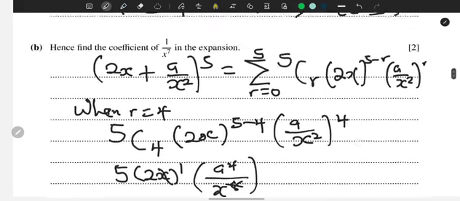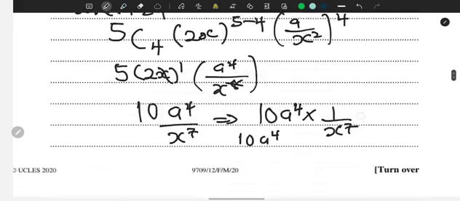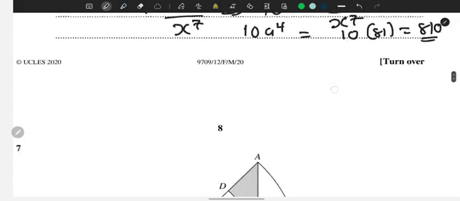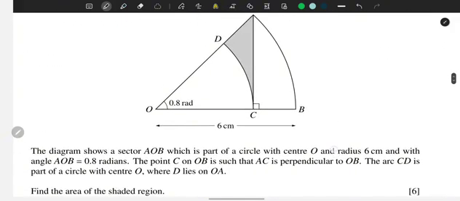Remember, we've gotten the value for a to be plus or minus 3. So when you substitute that here, that will be 10 times minus 3 or plus 3 to the power of 4. That will give us 81, so that will give us 810. So 810 is the coefficient of 1 over x to the power of 7. Okay. Now moving to the next question.